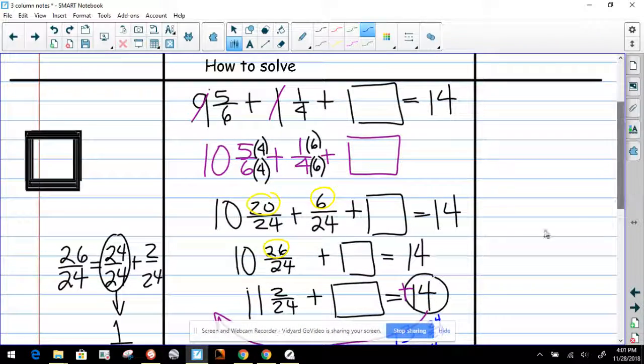So if we insert the 2 and 11/12 right here, it should give us this total.